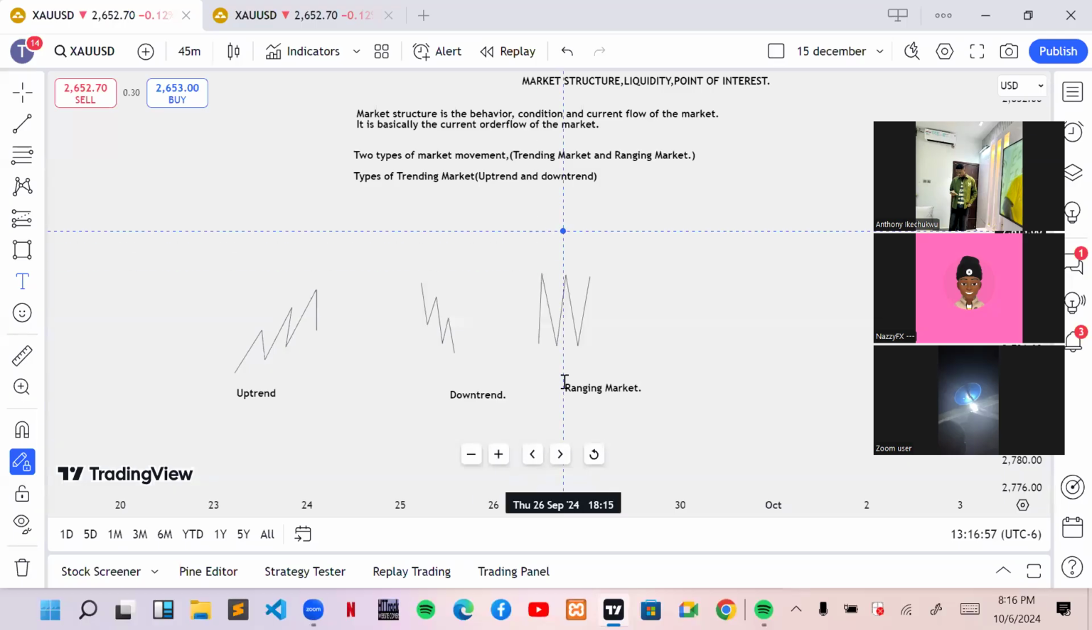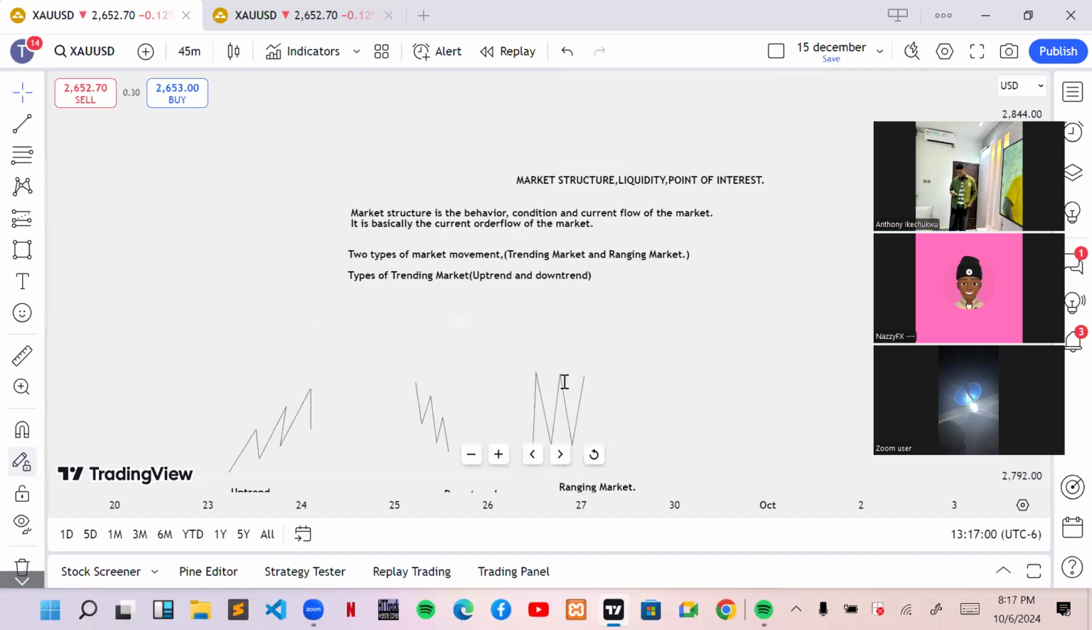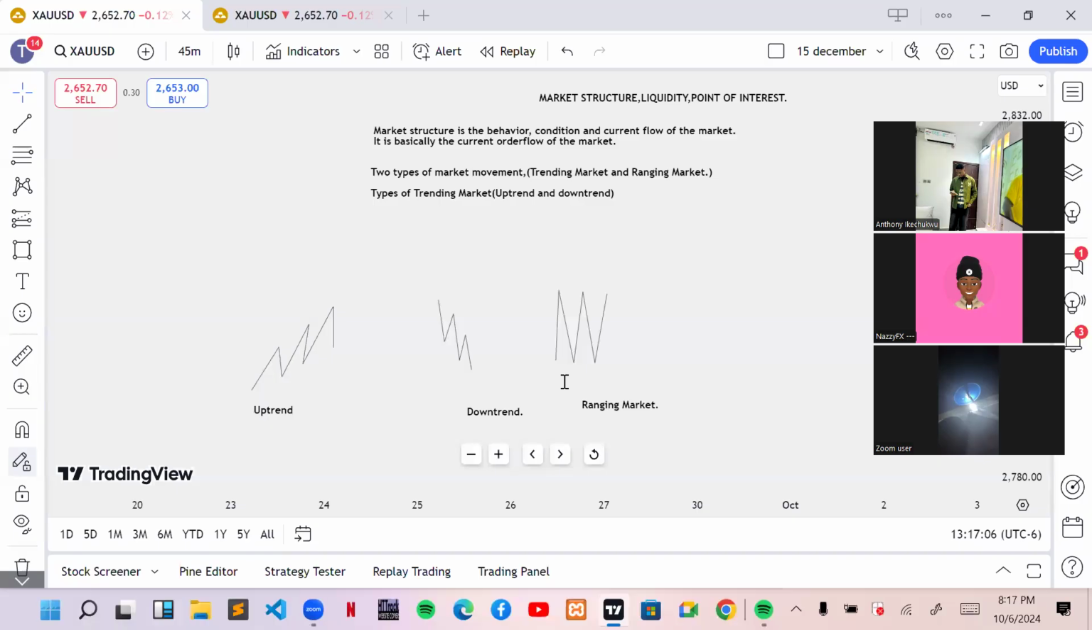So market structure is the current flow of the market, the behavior and the condition of the market. There are two types of market movements: the trending market and the ranging market. In the trending market, we have the uptrend and the downtrend, and then we have the ranging market. So this is just an introduction to market structure.